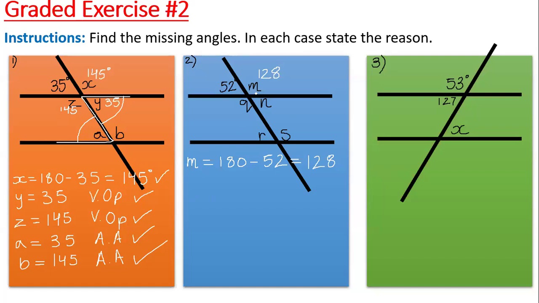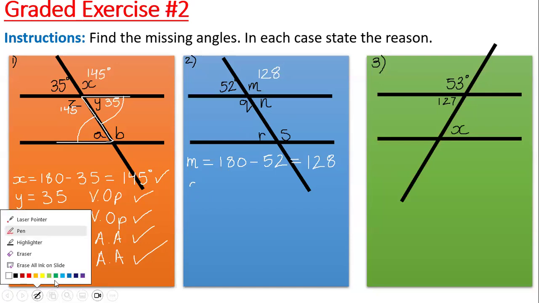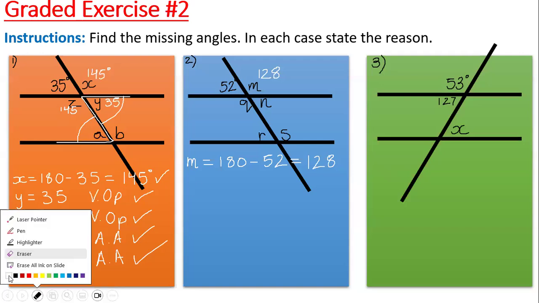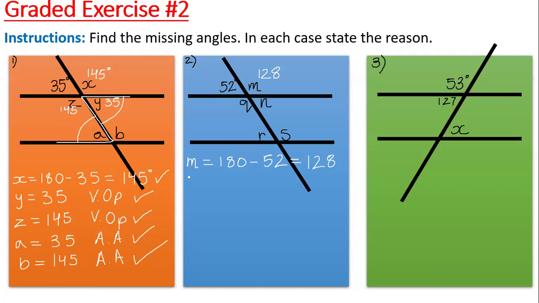Now we need to do N. No, Q. What is Q? 128. No, let's do N first. What is N equal to? 52. N is equal to 52. Why do you say that N is 52? Because vertically opposite angles are equal. Very good. It's going to be 52 degrees because vertically opposite angles are equal.